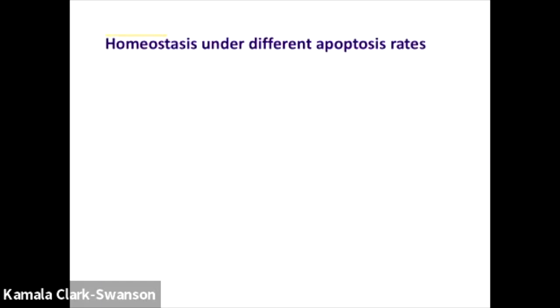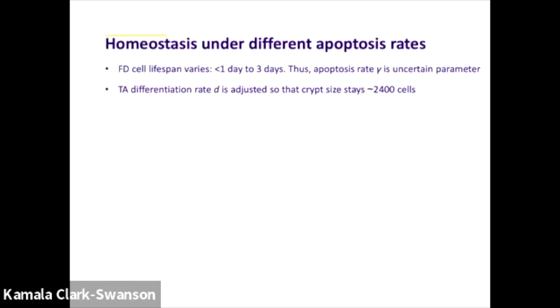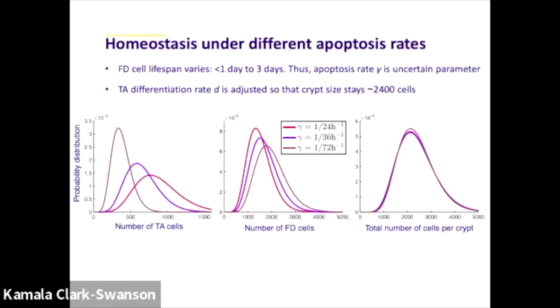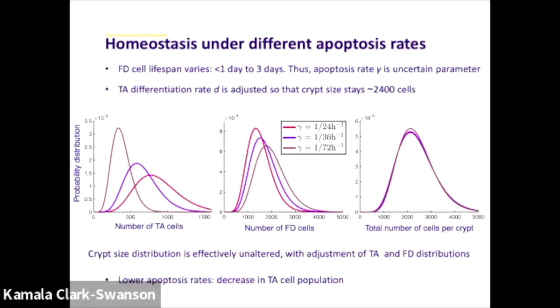And we can also have homeostasis maintained under different apoptosis rates. We can see from the literature that the FD cell lifespan varies from less than a day up to 3 days. Thus, apoptosis rate gamma for FD cells is a quite uncertain parameter. So we will see results from our model with the TA differentiation rate D being adjusted in order to have a constant crypt cell population around the values that are experimentally observed. By doing this, we see that the probability distribution of total number of cells per crypt is unaffected by the change of apoptosis rates. And this is actually achieved by the adjustment of the TA and FD cell population. And we can see that for the lower apoptosis rates, we have a decrease in TA cell population, which is in accordance with observation already made in the literature.